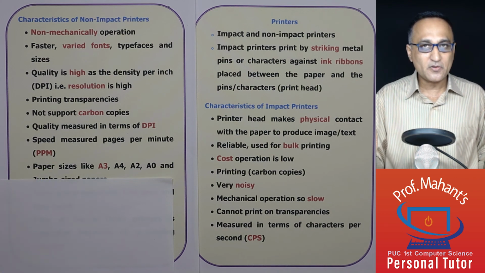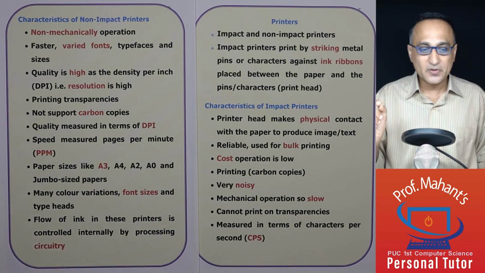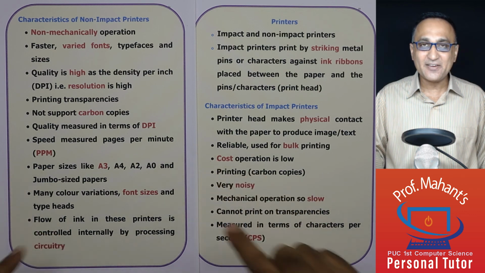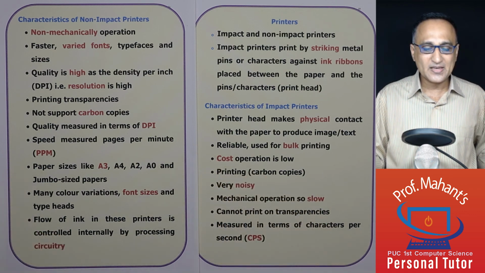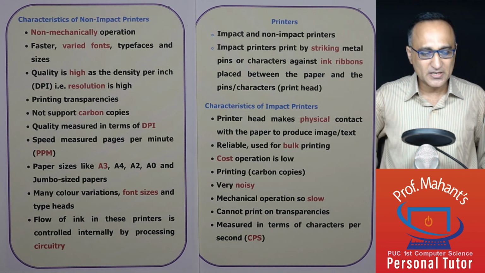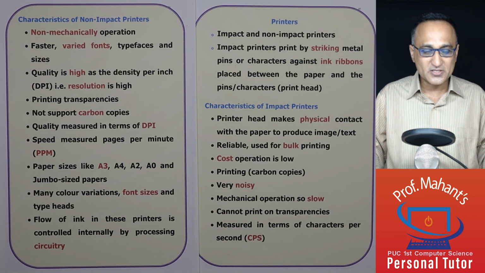Compared to the measurement of speed as characters per second, here the speed is measured as pages per minute. It can print on various paper sizes like A3, A4, A2, A0, and jumbo size paper. The paper I am using here is an example of an A4 size paper. It can print in different colors, in various font sizes, typefaces, and different formats.